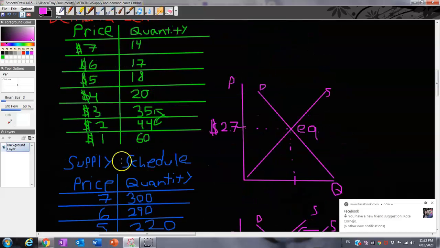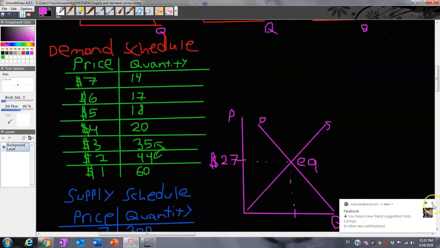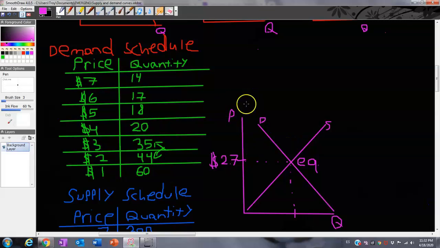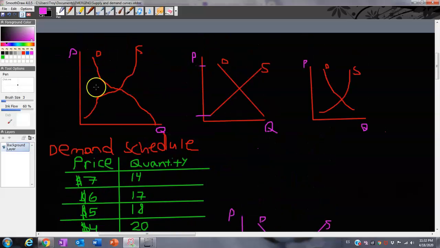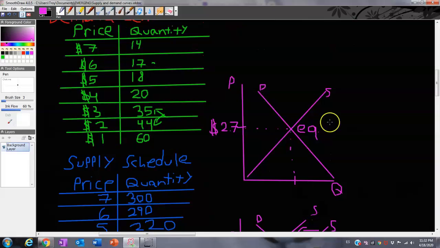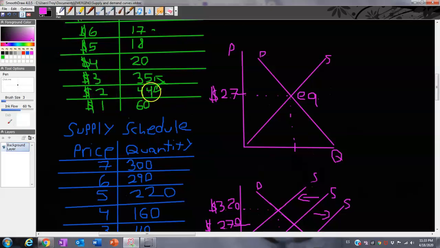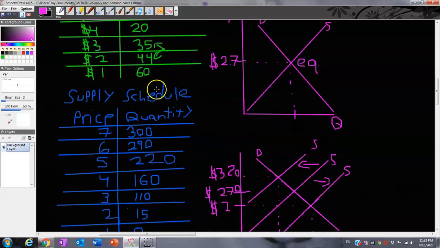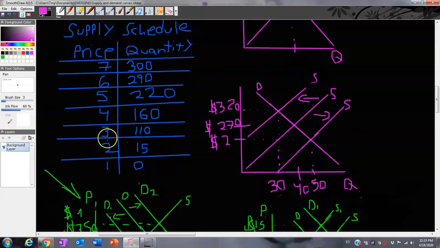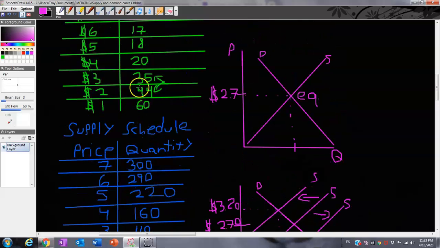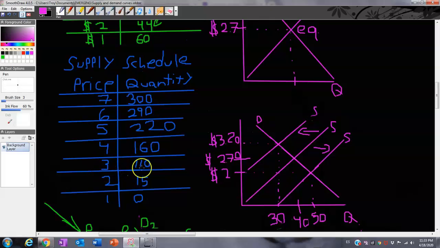So let's graph these schedules. Okay? This would be the graph. Now, obviously, they wouldn't be in straight lines. They'd look more like this. But, to make it easy, let's just graph it like this. And essentially, what we can see is if we look at the arrows, right, at around $2 to $3, there would be a consumption of around 40 gallons. And on the supply schedule, between $2 and $3, we'd find a range of 15 to 110 gallons produced. So it's somewhere in these values is where the equilibrium price and quantity will be found.